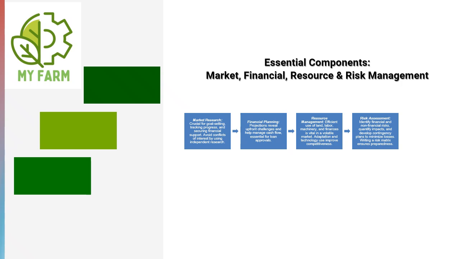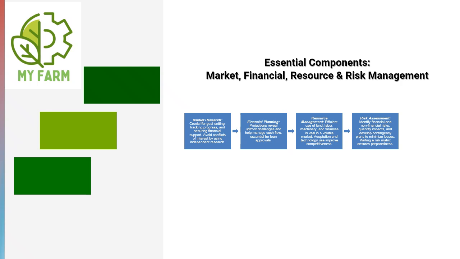Second, financial planning is essential. Detailed projections reveal upfront challenges and help manage cash flow, which is particularly important in agriculture due to seasonal variations in income and expenses. Financial planning is also a key requirement for loan approvals and investor confidence, as it demonstrates the farm's viability and profitability. Third, resource management involves the efficient use of land, labor, machinery, and finances.